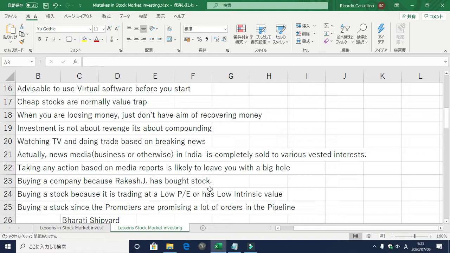So basically, you need to evaluate a stock. Just because it's trading at a low PE or a low intrinsic value doesn't mean it's a good buy. And that's one of the mistakes that, including myself, I've made in the past. You use a stock screener, and you screen stocks based on low PE, and then you think, oh, it's a good buy, let's buy the stock, which is a very bad idea.